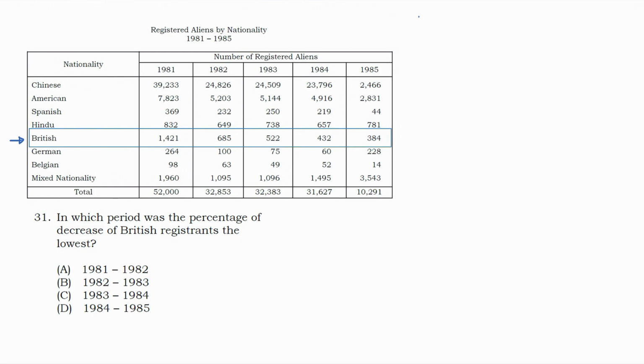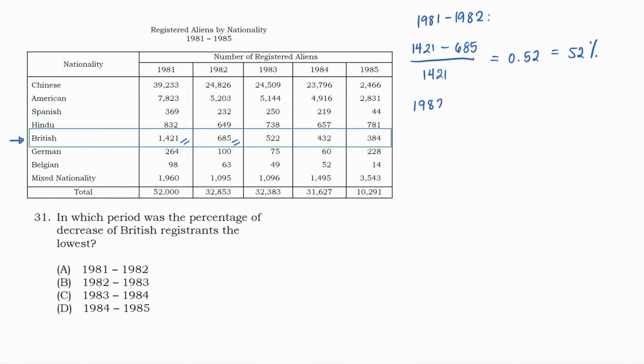So, pag percent decrease, parang yung ginawa lang natin previously. So, from 1981 to 1982, we have 1,421 and 685. So, ganito siya. 1,421 minus 685 all over 1,421. And yung makukuha natin sagot is 0.52 or equal din yan sa 52%. Yan. So, gagawin lang natin yung lahat for the other years.